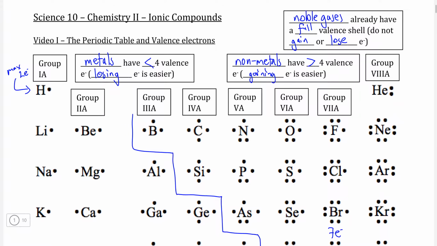Now, the most important number on the periodic table that can help you identify the number of valence electrons, and therefore whether it's easier for an element to lose electrons or gain electrons, is the group number. For example, we can see the alkali metals are group 1A. This means that they all have 1 valence electron. The alkaline earth metals are group 2A. This means that they have 2 valence electrons. The noble gases are group 8A, which means they have 8 valence electrons, and so on.